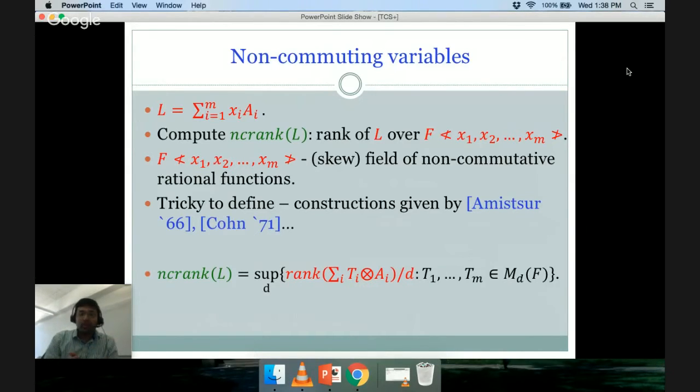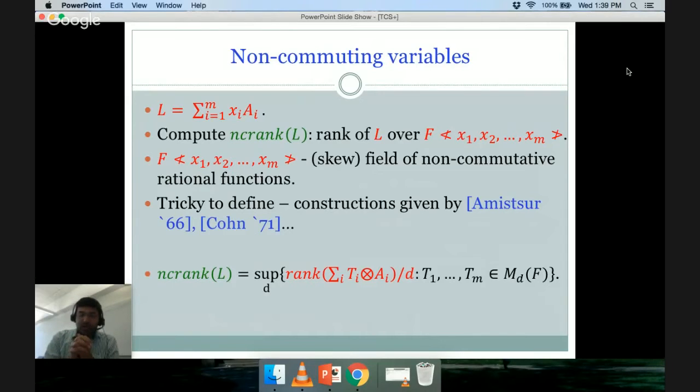Okay. So we look at the maximum rank in the span of A1 to Am, but now the coefficients will be matrices. So you pick a dimension D, and you pick matrices T1 to Tm, which are D by D matrices, and look at the summation Ti tensor Ai. You compute the rank of that quantity and normalize it by D. So the supremum over D of the rank of summation Ti tensor Ai divided by D, where T1 to Tm are arbitrary D by D matrices. This supremum is actually equal to the non-commutative rank of L, or to the definition above, which I didn't define. So this is the definition you should keep in mind while studying non-commutative rank.